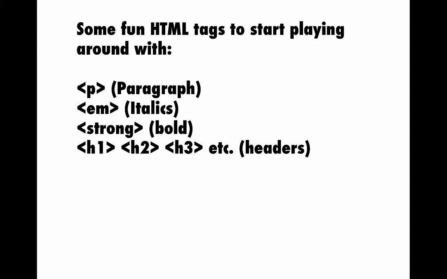Okay, so I think we're finally past all the really boring stuff, and now we can start playing around with HTML tags. So we're going to play with the following tags. P is for paragraph. This is a really common tag. You'll use it a ton. EM is for italics. Strong is for bolded characters, and then H1, H2, H3 are different types of headers.